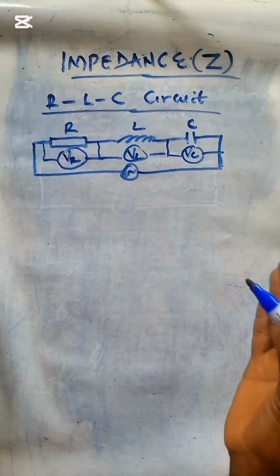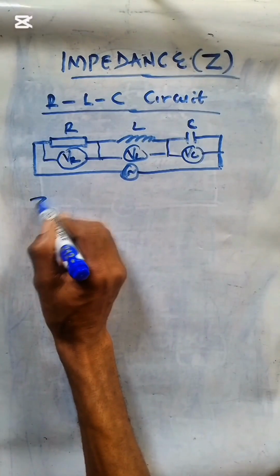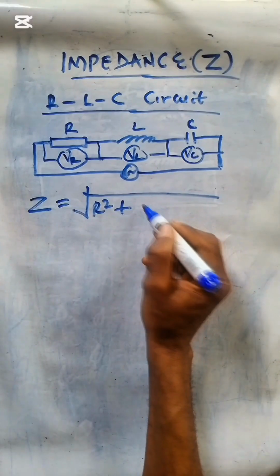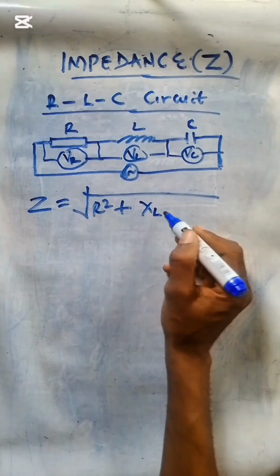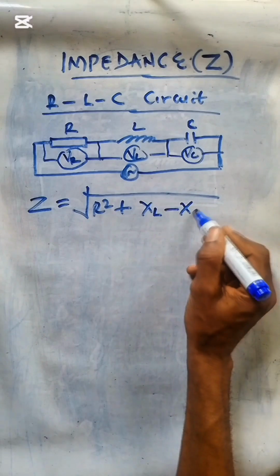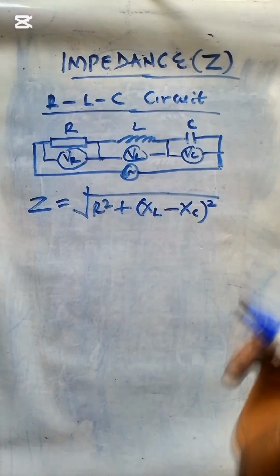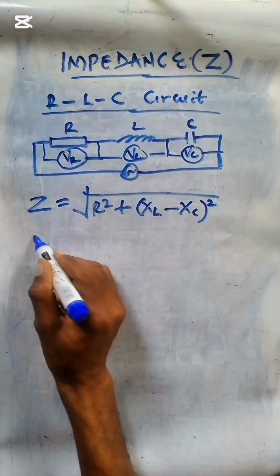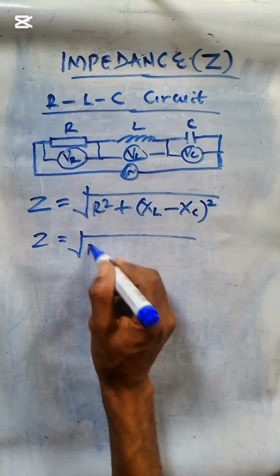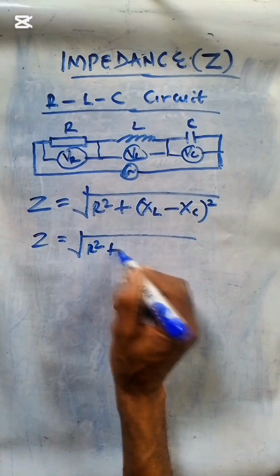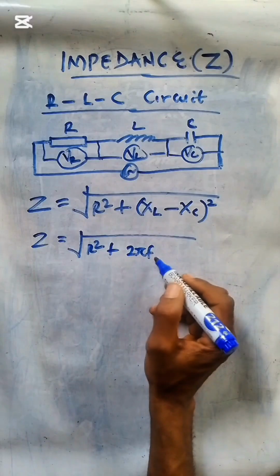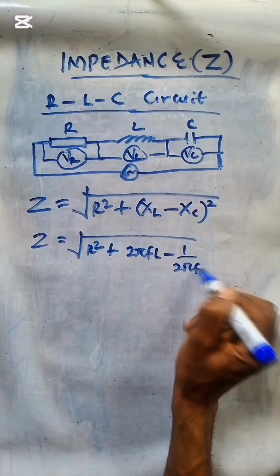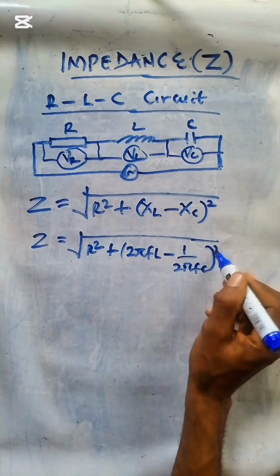Then the total opposition to the flow of current, the impedance, can be calculated using the square root of R squared plus the inductive reactance minus the capacitive reactance, all squared. Take note of that. So this can also be R squared plus (2 pi F L minus 1 over 2 pi F C) squared, whichever.